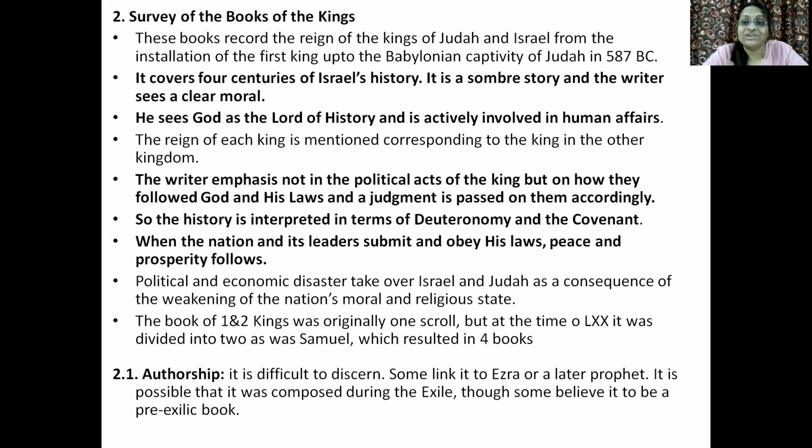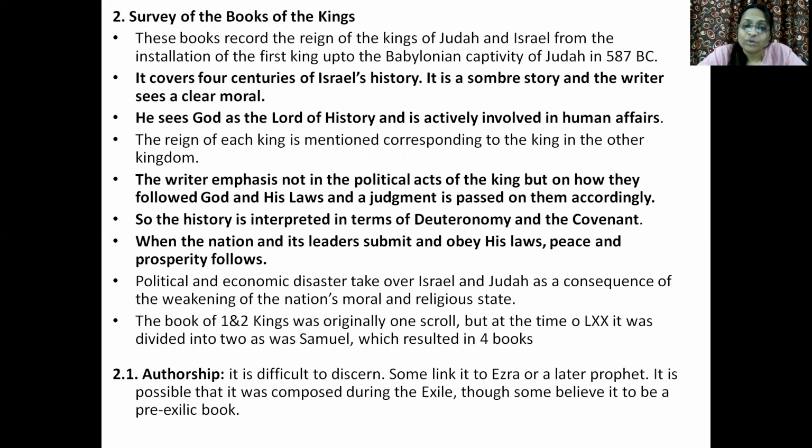So the kings are fulfilling the covenant, or following the laws mentioned in Deuteronomy. That's how the writer evaluates each king and writes about him. Accordingly, he says this is a wicked king, this is a good king, and all those things are mentioned in the book of Kings. So when the nation and its leaders submit to and obey his laws, peace and prosperity will follow. If they do not, the opposite will happen.